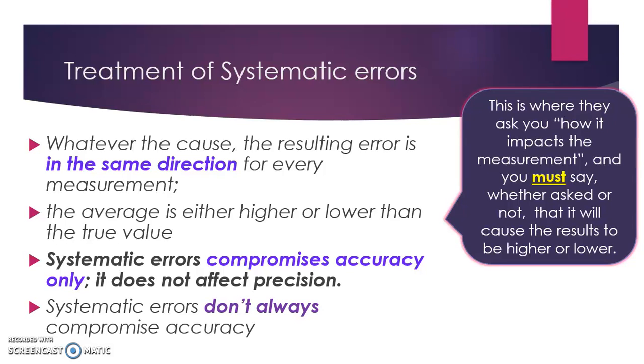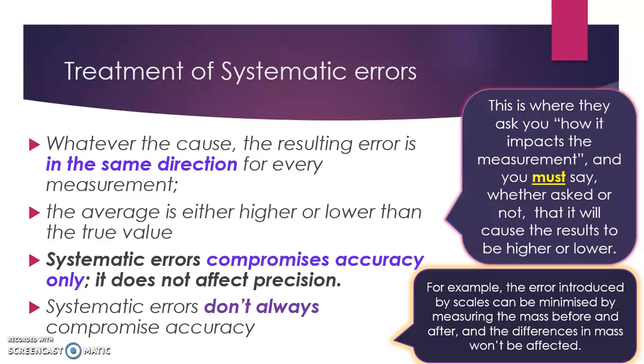Then systematic errors don't always compromise accuracy. For example, the error introduced by the electronic scales when we investigate Faraday's laws can be minimized by measuring the mass before and after, because we're only using the differences in mass to calculate the final result. Therefore, in that way, that systematic error will not impact the precision or accuracy of your results.